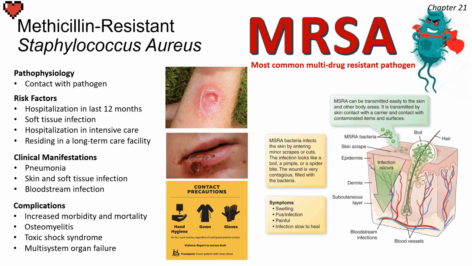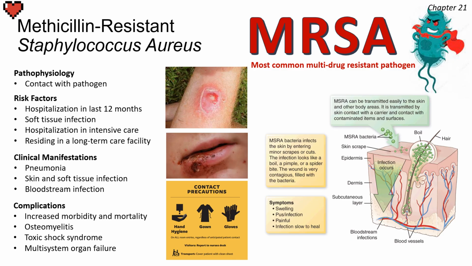Our first superbug that we're going to talk about is MRSA. So this is Methicillin-Resistant Staphylococcus aureus. And this is the most common multi-drug resistant pathogen that you're going to hear about. Okay, so pathophys, coming in contact with the pathogen, that's all it's going to take.